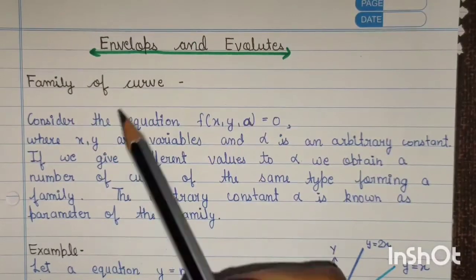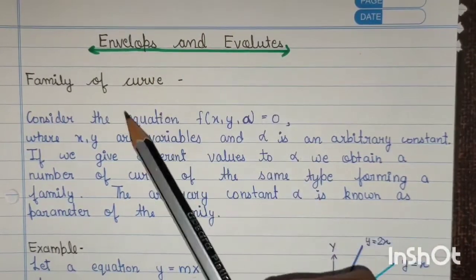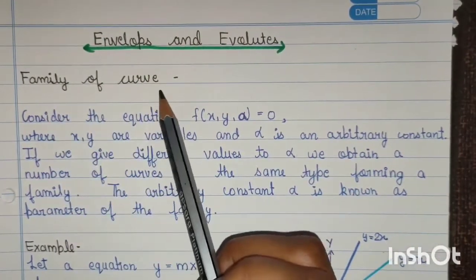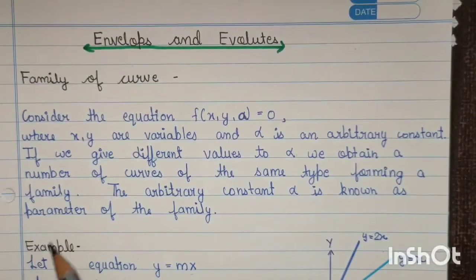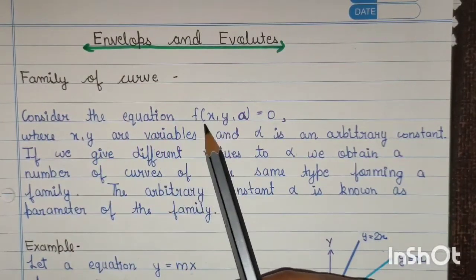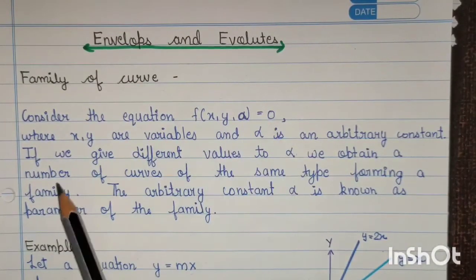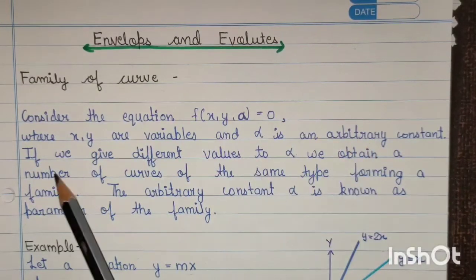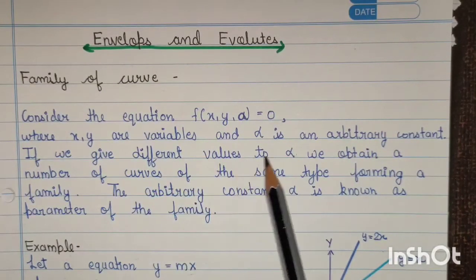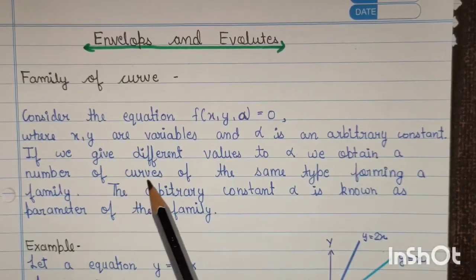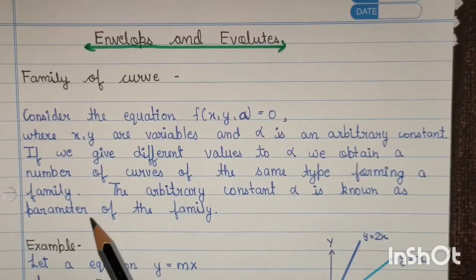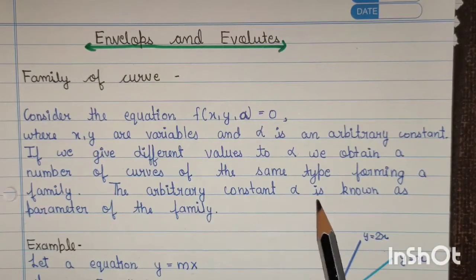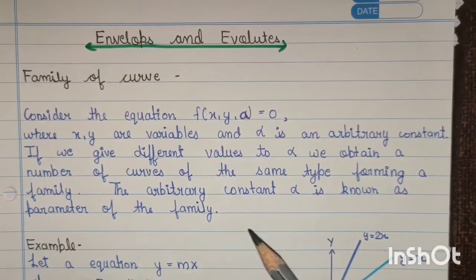Before directly going on the topic, let us see what is family of curve. Consider the equation f(x, y, alpha) = 0 where x and y are variables and alpha is an arbitrary constant. If we give different values to alpha, we obtain a number of curves of the same type forming a family. The arbitrary constant alpha is known as the parameter of the family.